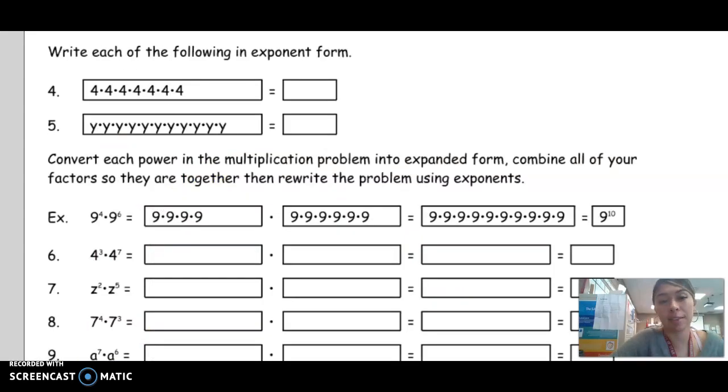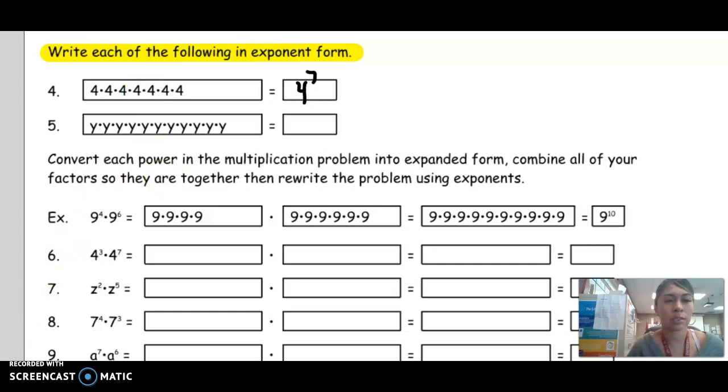Okay, so now the next example that we're going to do is going to be different. It says write each of the following in exponent form. So now we're going to work backwards and we are going to count the number of numbers that is being multiplied to itself. So for number 4, we have 4 being multiplied to itself 1, 2, 3, 4, 5, 6, 7 times. So we are going to write 4 to the power of 7. And that is how you would write it in exponent form.